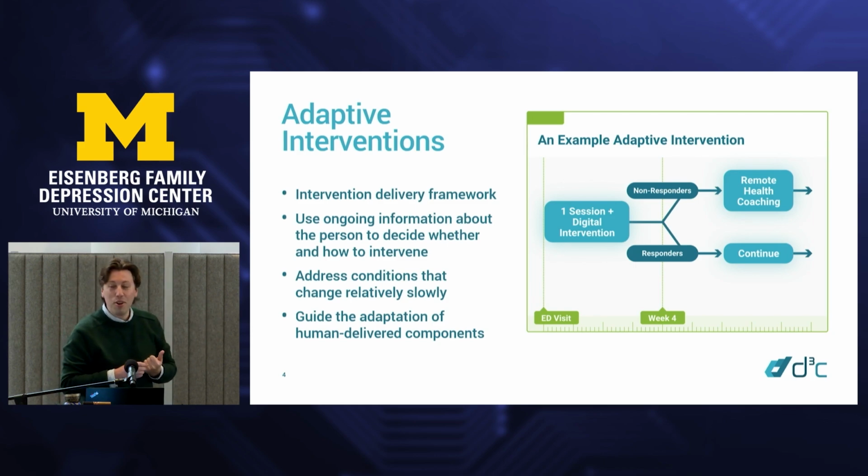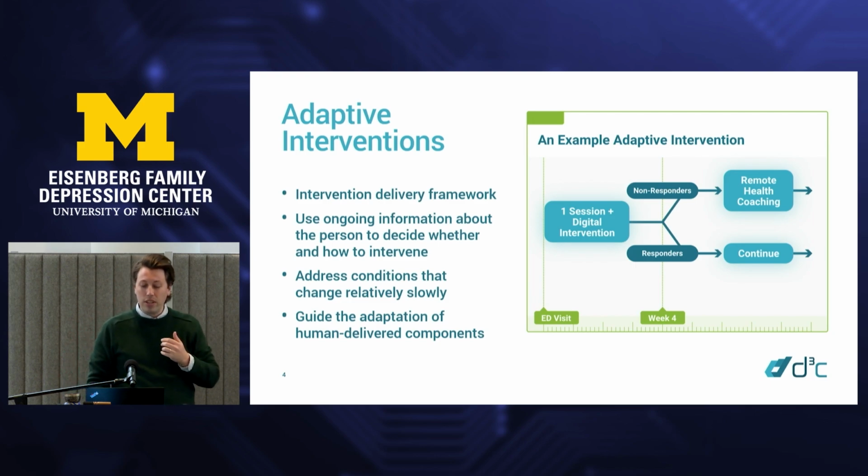Okay? So adaptive interventions, what are they? They're an intervention delivery framework that uses ongoing information about the person to decide whether and how to intervene. So the kind of AI I want you to think about is an adaptive intervention where you have individuals who are at the ED, and you can start them with a single session intervention plus a digital intervention, so they get a mobile app plus some single session intervention.